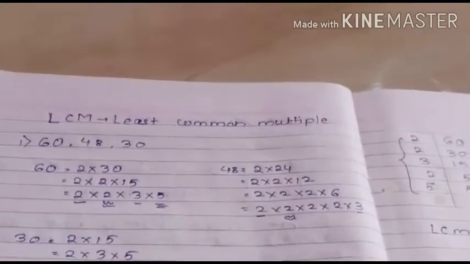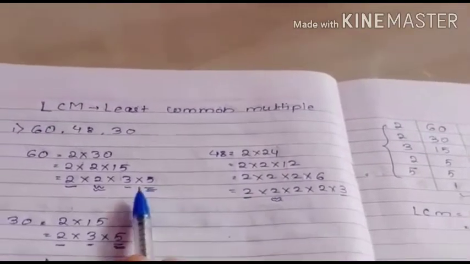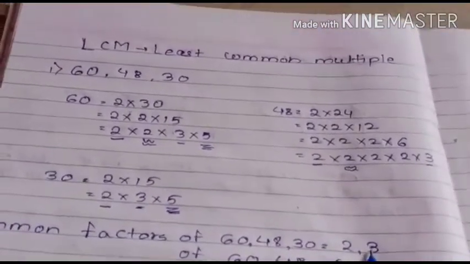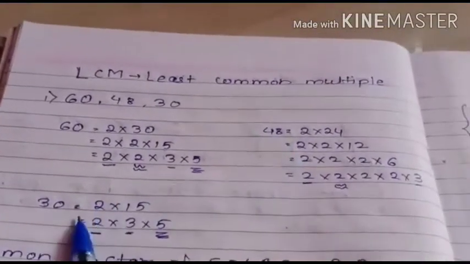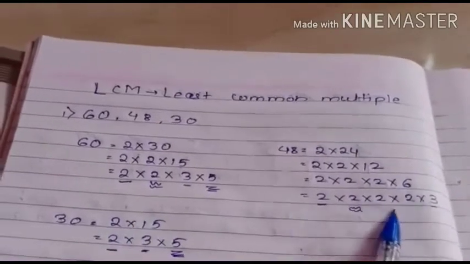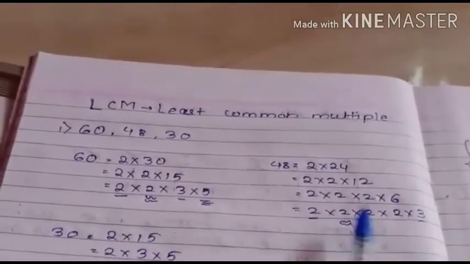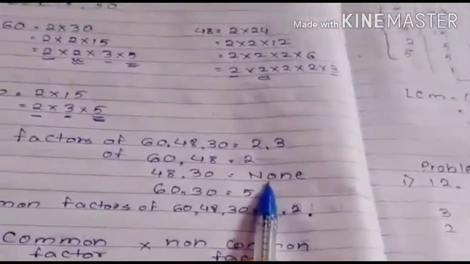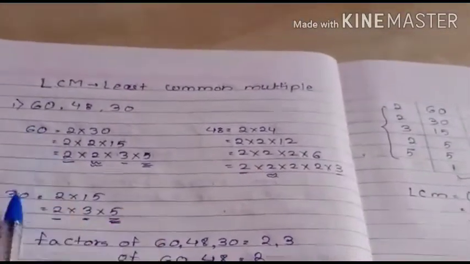This is another common factor. Is anything else there? No. Why? Because 3 also we took as a first only. Now next, we have to take the common factor of 48 and 60. Is any common factor there? Already we took 2 and 3. Is any number common? No. So what will come here? None.